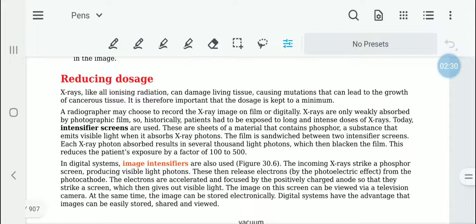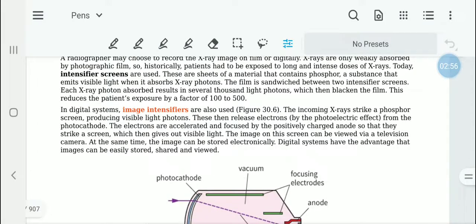When each X-ray photon is absorbed, it results in thousands of light photons. This light will blacken the film. As a result, the energy is intensified. That reduces the patient's exposure, and they say the exposure is reduced by about 100 to 500 times. In digital systems, that is much stronger.